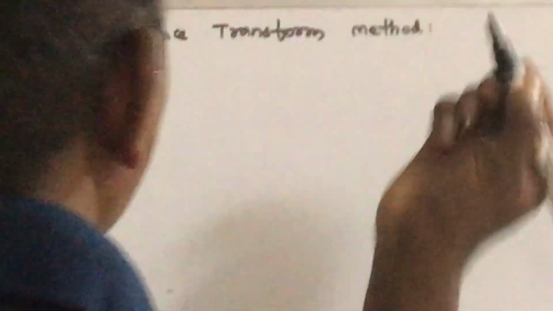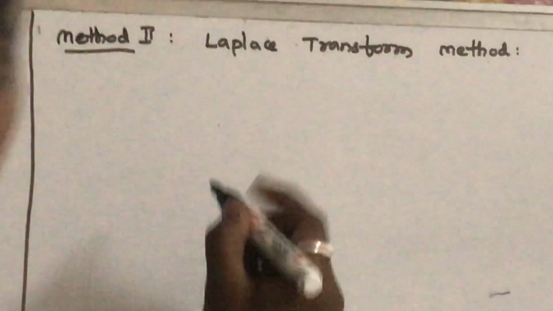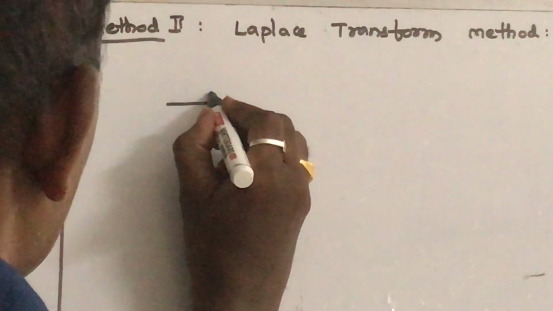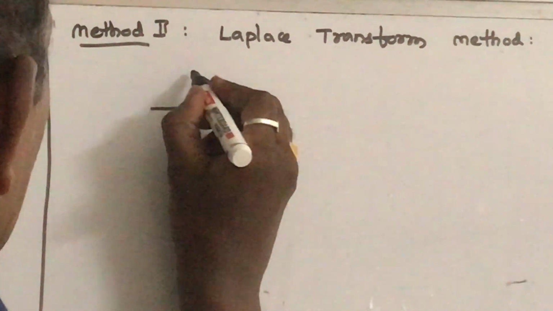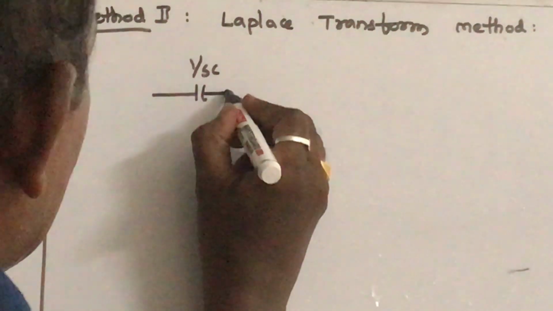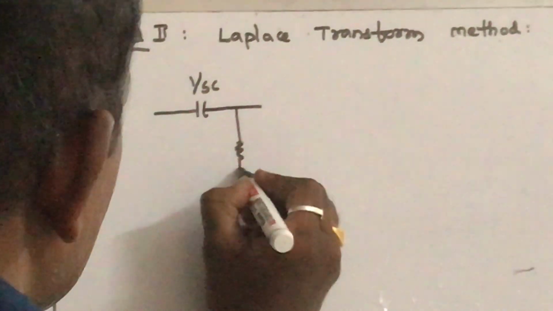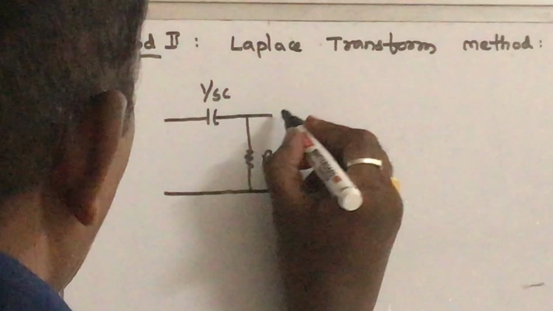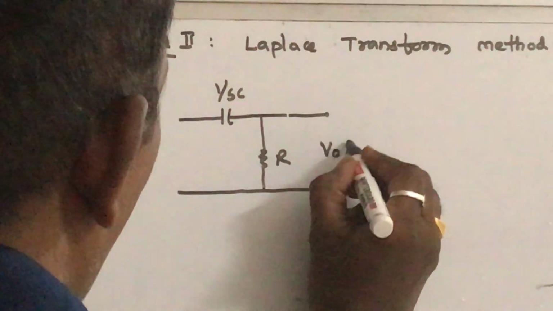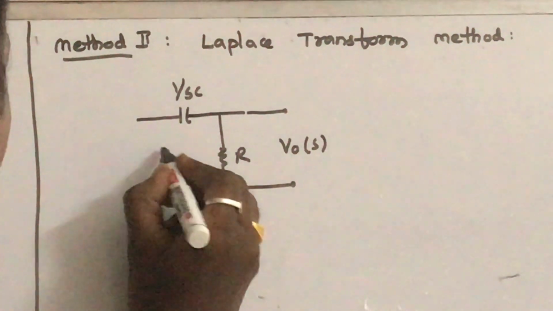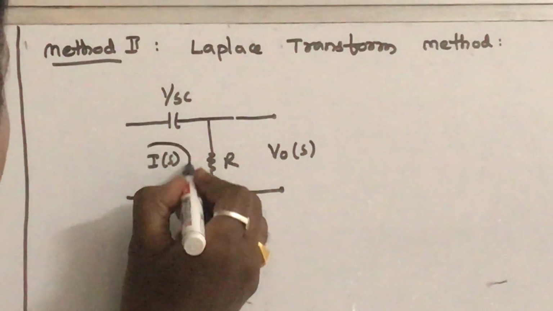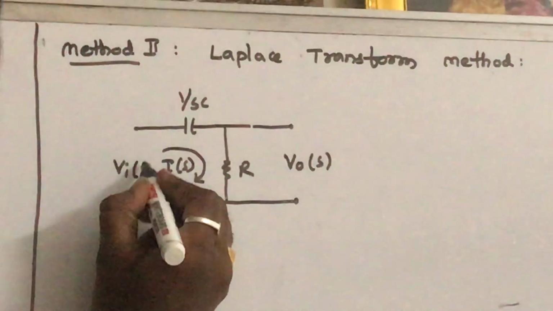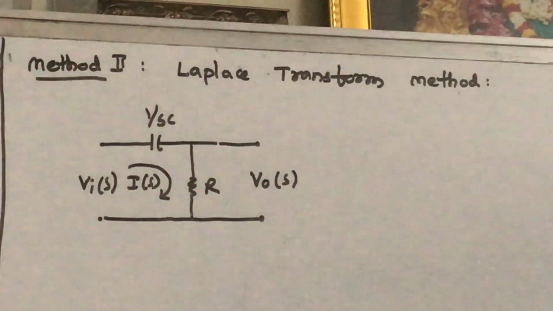Laplace transform method. As you know how to draw the Laplace equivalent circuit, the capacitor is replaced by 1 by Sc. The resistor will not change in Laplace transform. The output voltage is taken as V0 of S. The current through this loop is taken as I of S. The input is taken as Vi of S.